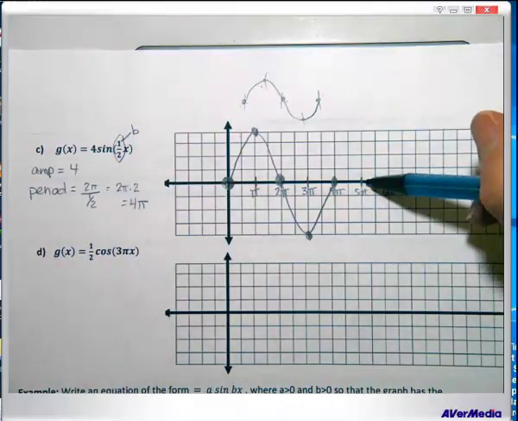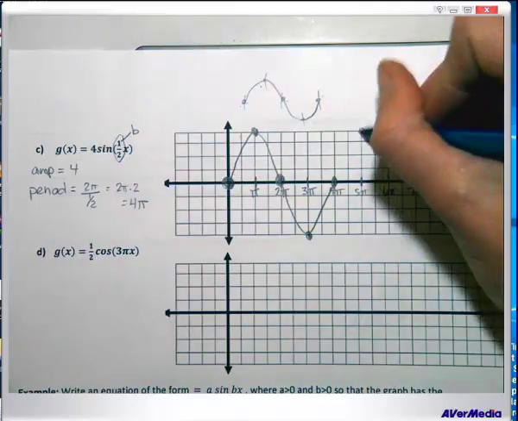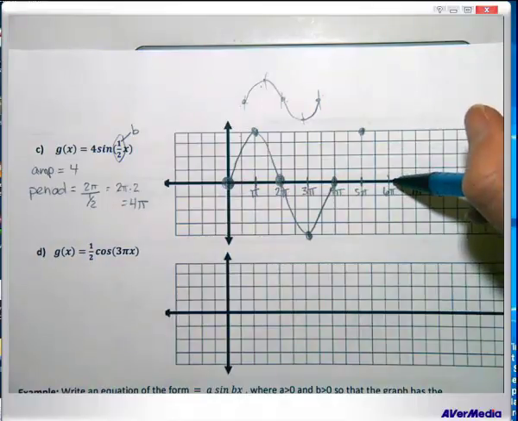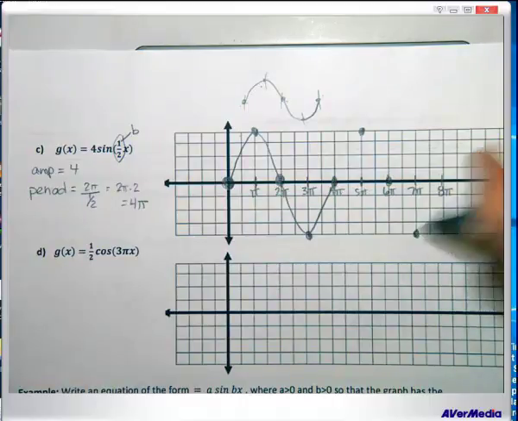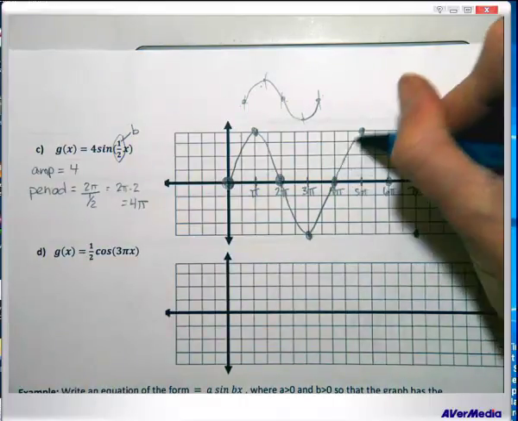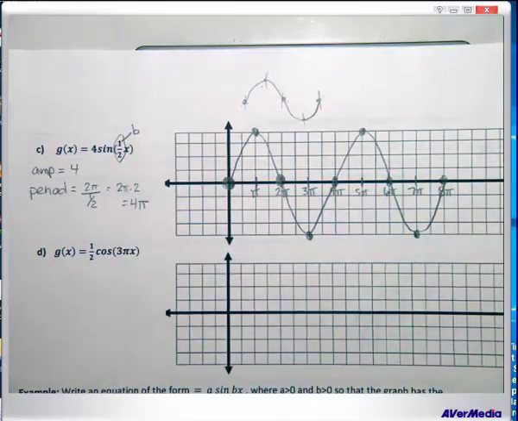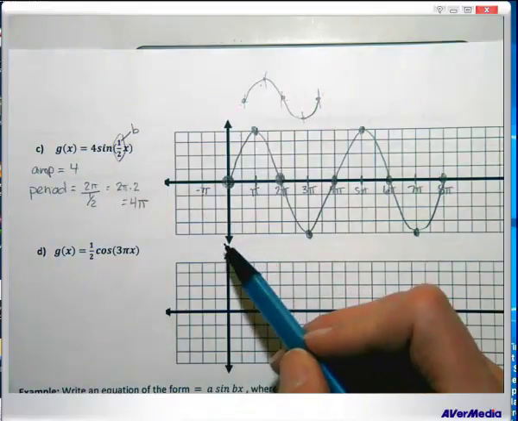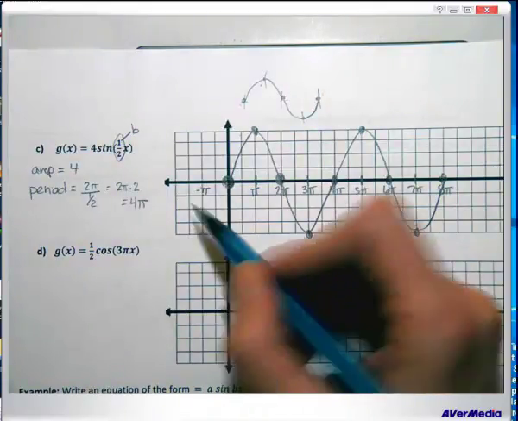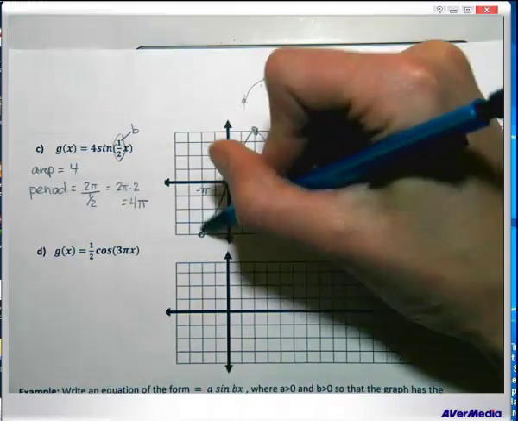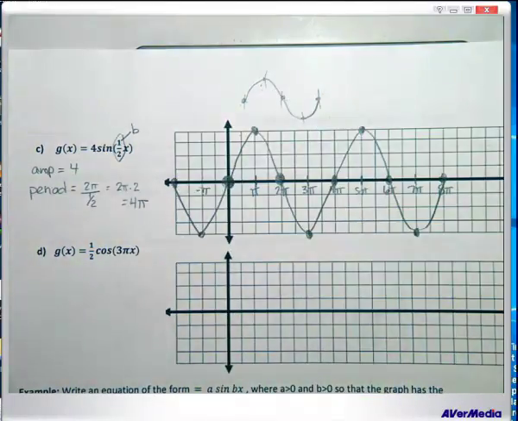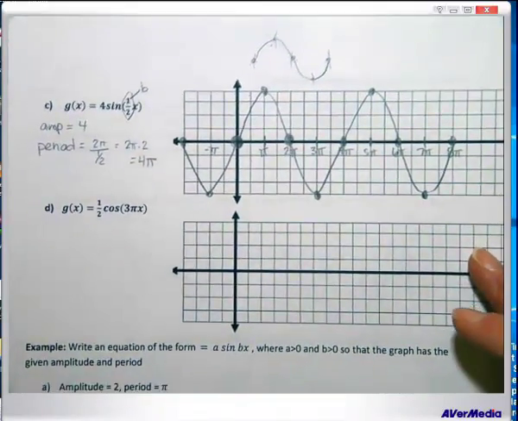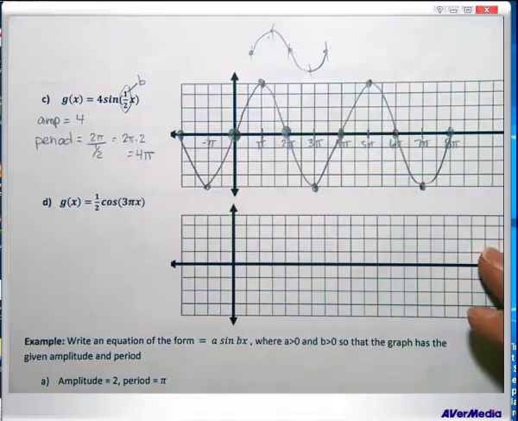What's going to happen at 5 pi? Yeah, I'll be up at my maximum. What's going to happen at 6 pi? At 0. What about at 7 pi? And what about at 8 pi? 0 again. So there's my second period drawn in. If I wanted to go into the negatives, what's going to happen at negative pi? Yeah, down here. And then back up at negative 2 pi. And it could continue, but we don't have enough space. Okay?